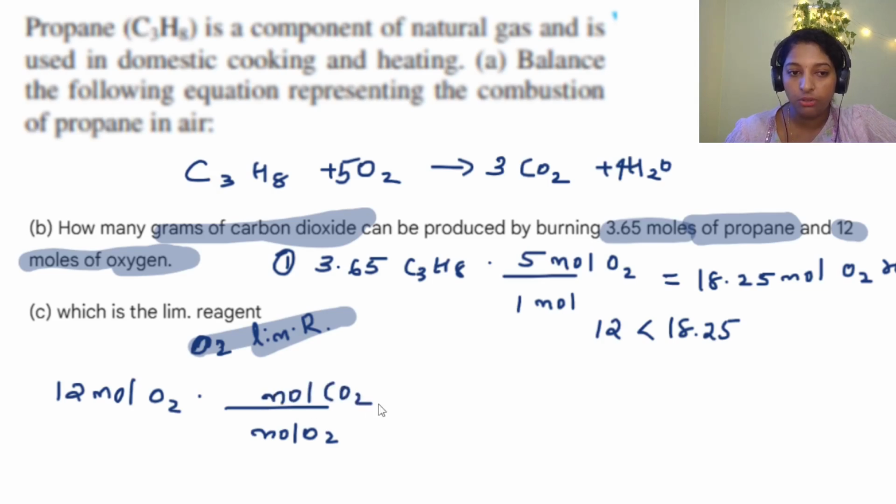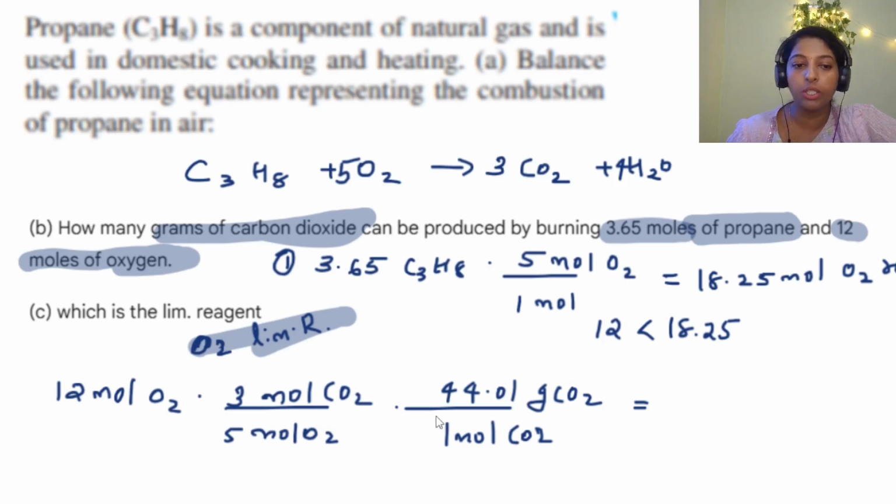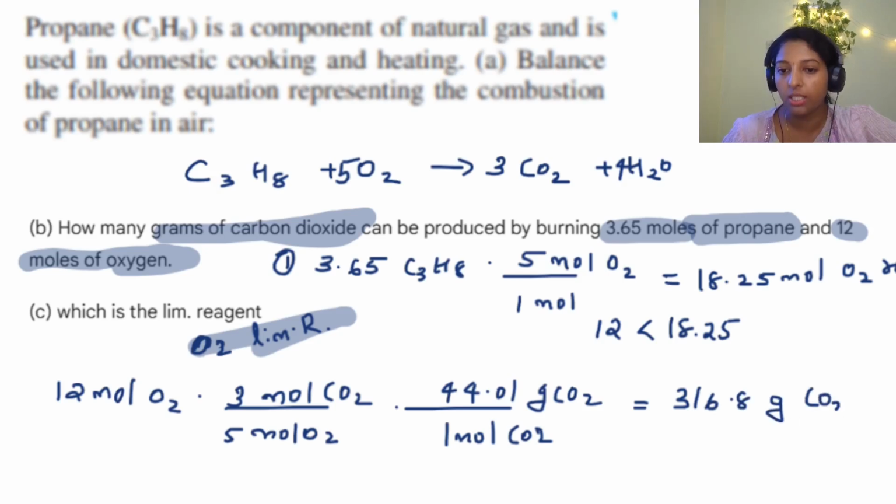So see the ratio, 3:5. Then again you need to convert to the gram. So 1 mole of CO2 is nothing but 44.01 grams of CO2. In that way, you can show the dimensional analysis and get the value. Okay, so the answer is 316.8 grams of carbon dioxide is formed. So for getting that one, first you have to calculate the limiting reagent.